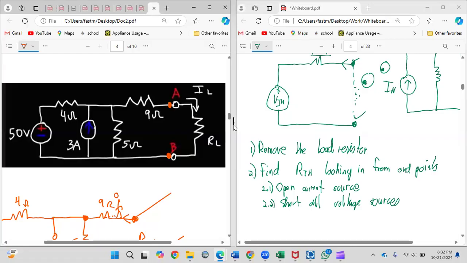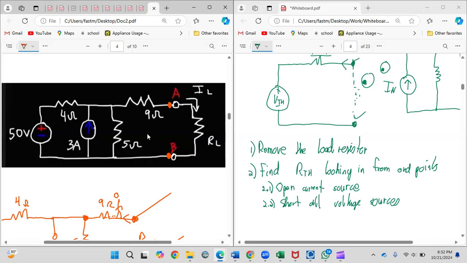So you just reduce the whole circuit to a resistor and a voltage, and you could play around with your RL and see how the current would change through that particular resistor. Yeah? And you don't have to worry about the rest of the circuit. That's the beauty of it. So let's run through this.